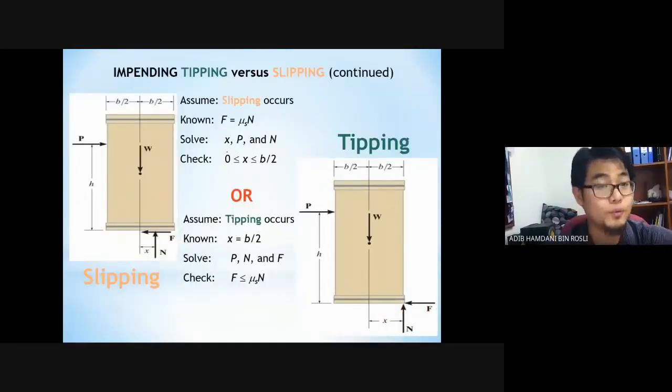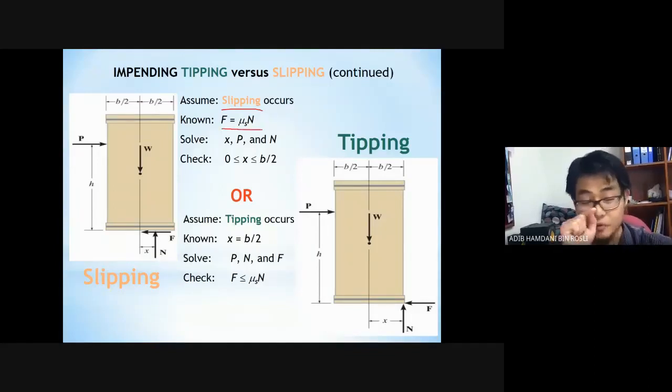Then this is how we check. If you assume slipping occurs first, you know that because you said slipping occurs first, your frictional force F is mu Sn, right? And then you solve for this x, P, and N. X is the distance again, P is your effort, N is your normal force, and then you have to check, in particular this x. The x must be between x equals 0 to x equals b over 2, isn't it? It means that this x is between 0 and b over 2.